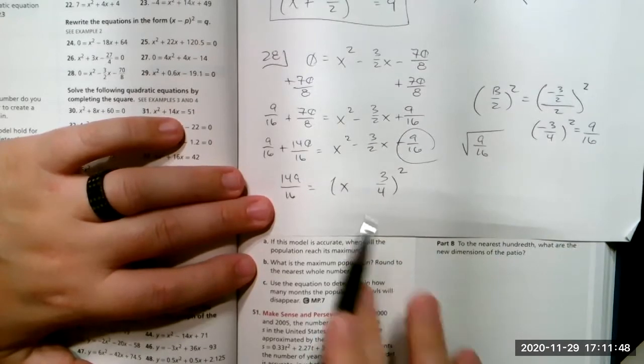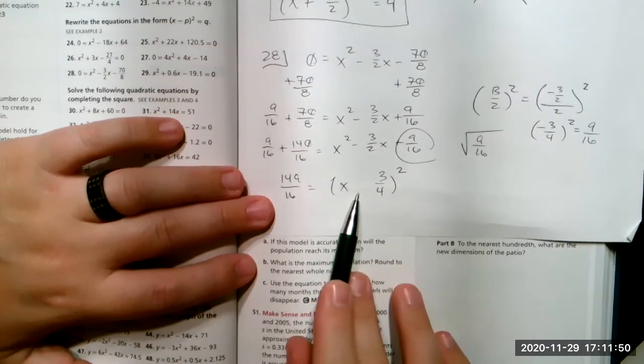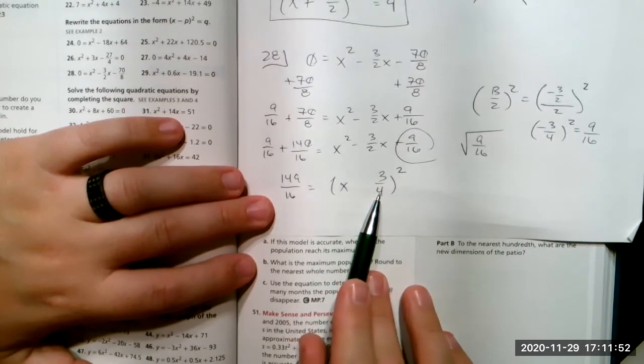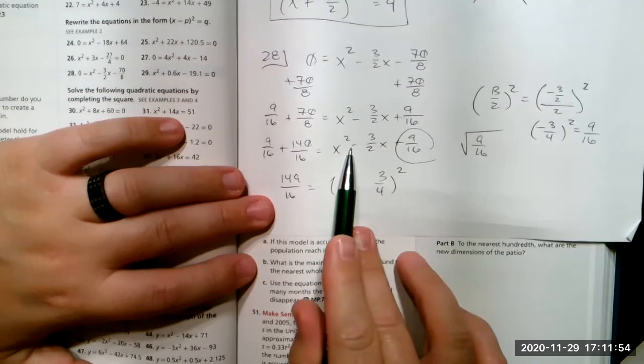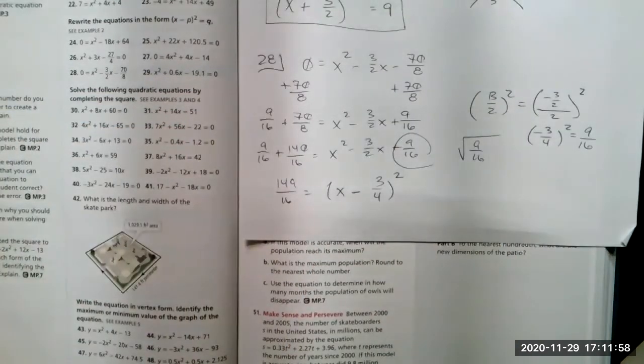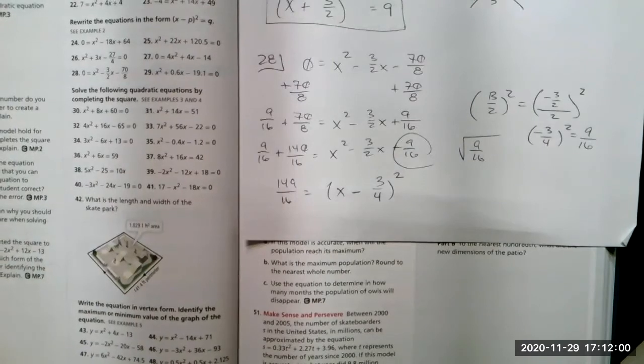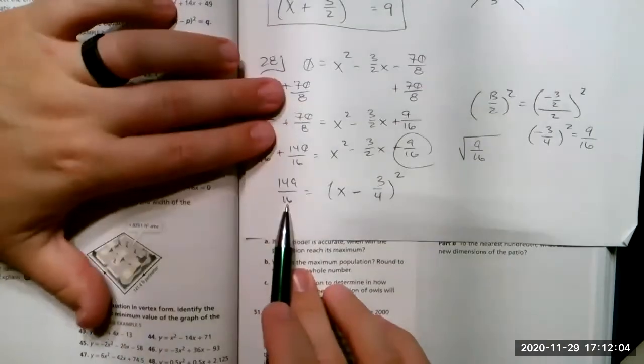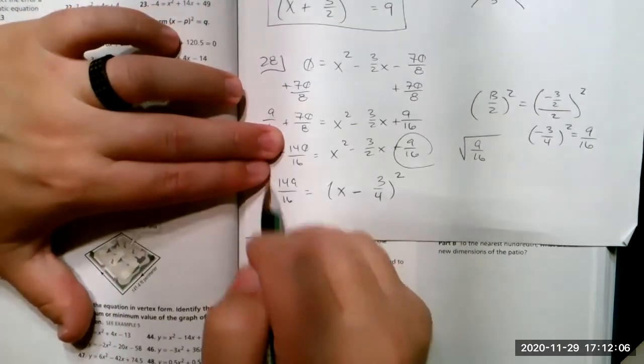But now we have to think, is this going to be positive 3/4 or negative 3/4? I think it's going to be negative because that b value is negative. Can we simplify that? I don't think so. 149/16 can't be simplified. So that would be our final answer.